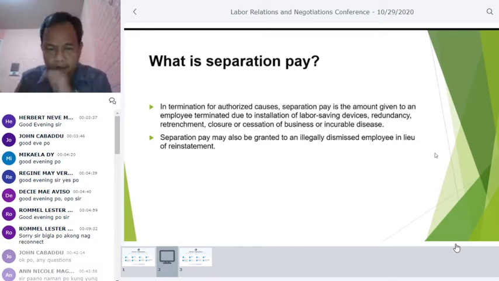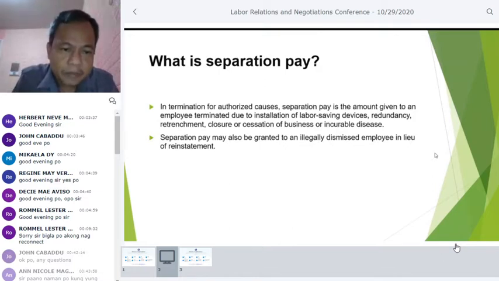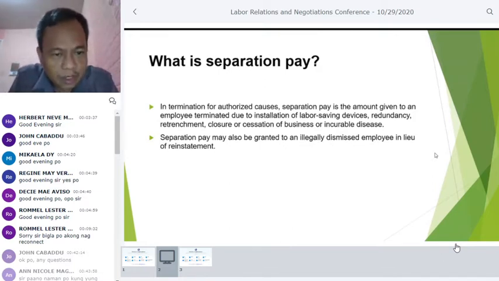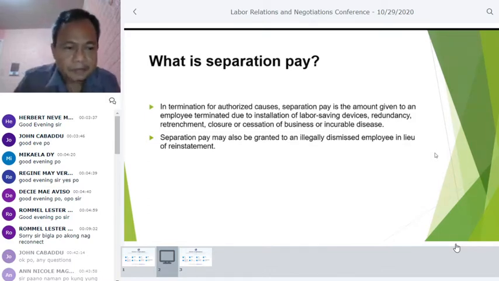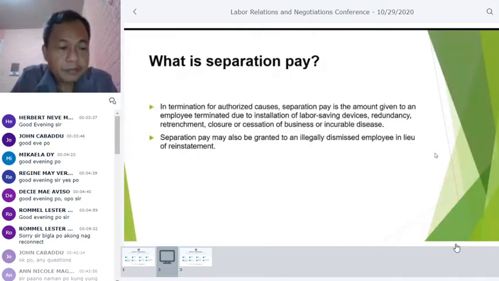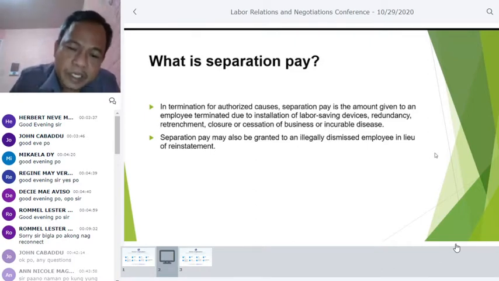So, who gets separation pay? Any employee terminated due to, number 1, installation of labor-saving devices, redundancy of work, retrenchment, closure or cessation of business, or incurable disease or incurable illness. And there's something else included. The second bullet states that separation pay may, okay, the word is may, also be granted to an illegally dismissed employee in lieu of reinstatement. So let's start with the first bullet.